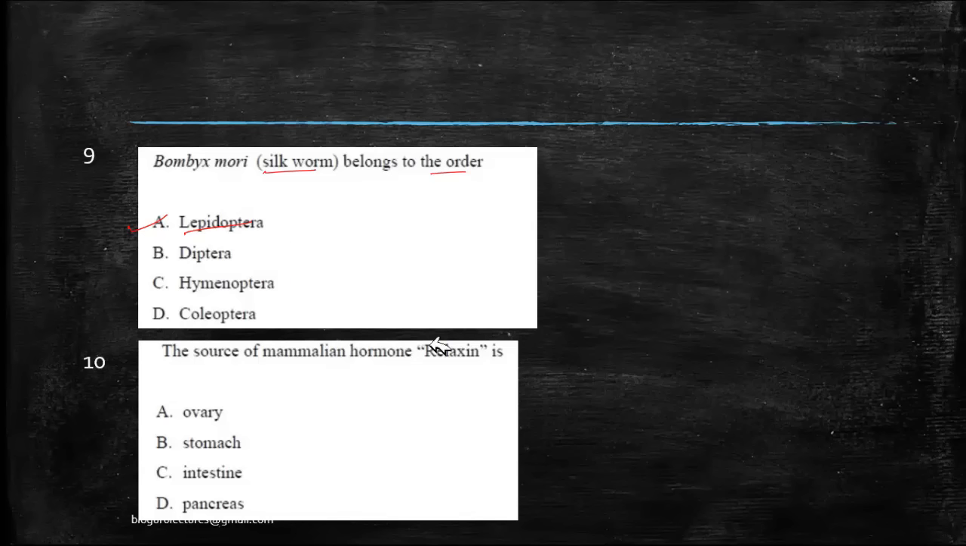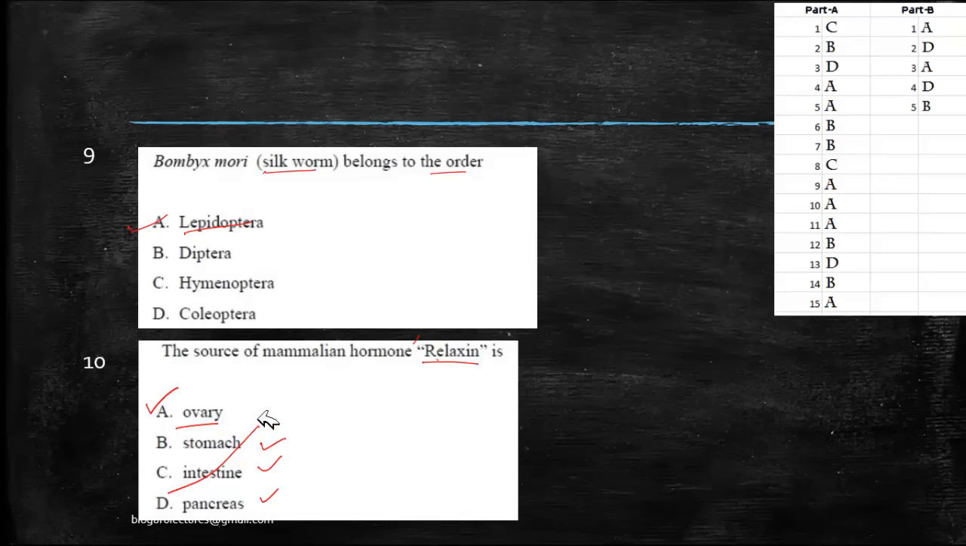Next is the source of the mammalian hormone relaxin. The term itself tells you, when you understand the term, it's quite easy. It's generally produced during the delivery of a baby, so obviously the source will be the ovary. You can even eliminate the options: stomach, intestine, pancreas. None of these secrete a hormone with importance in the delivery of a baby in females. So the answer will be ovary. You can check the answers here: 9th A and 10th A.